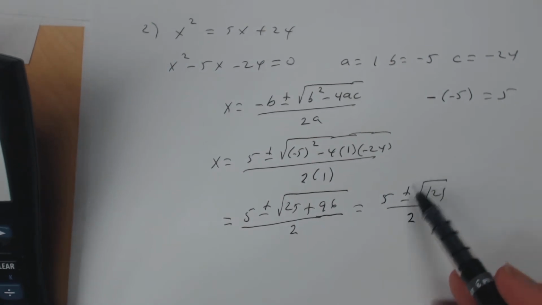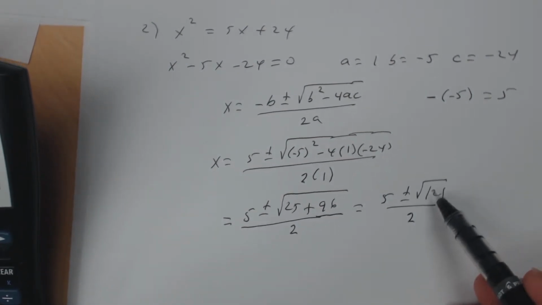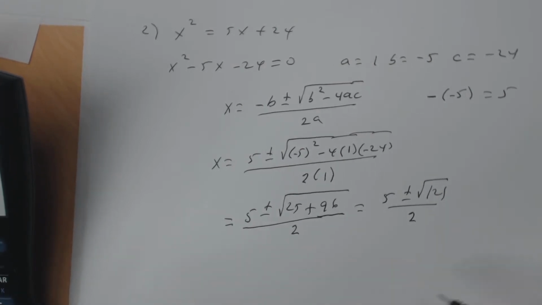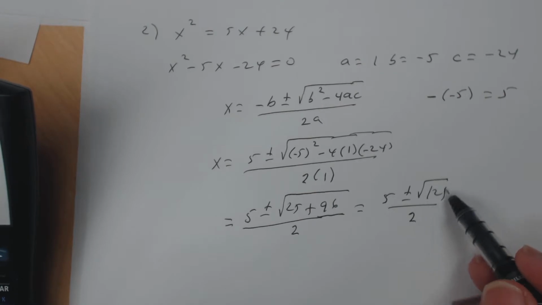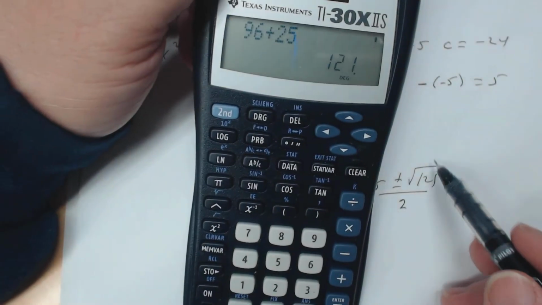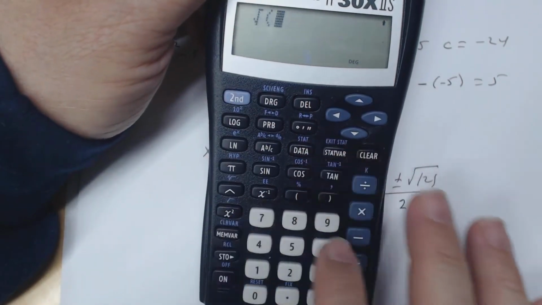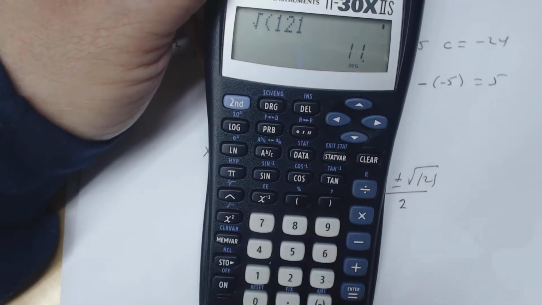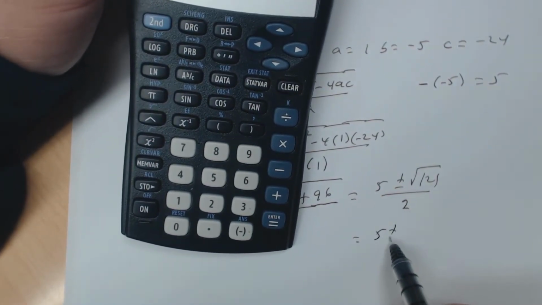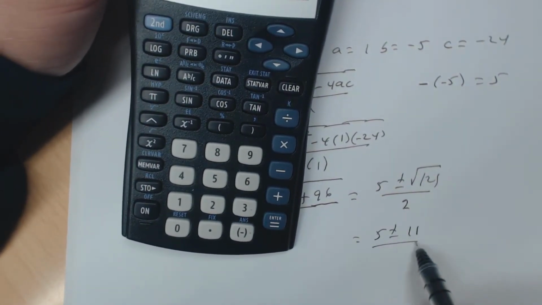Now at this point, notice that the discriminant is positive, so you're going to get two real solutions. So you're going to get two different answers. But in particular, notice that 121 is a perfect square. You know that because when I take the square root of 121, I get a whole number back. So I get 11. So you get 5 plus or minus 11 over 2.